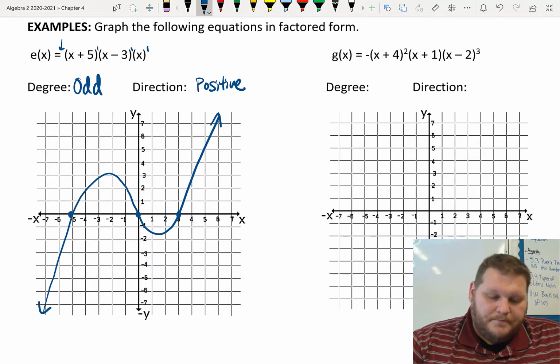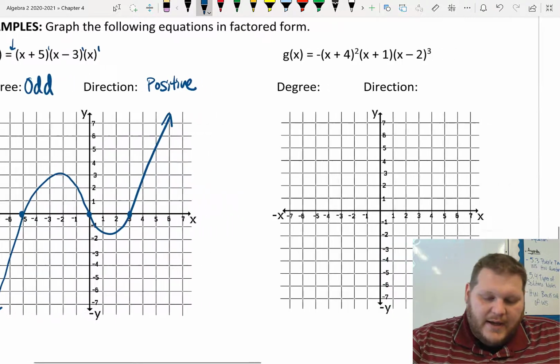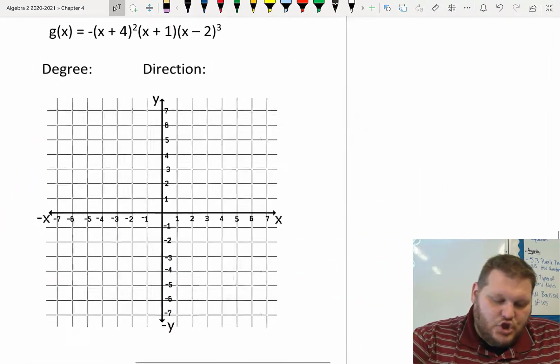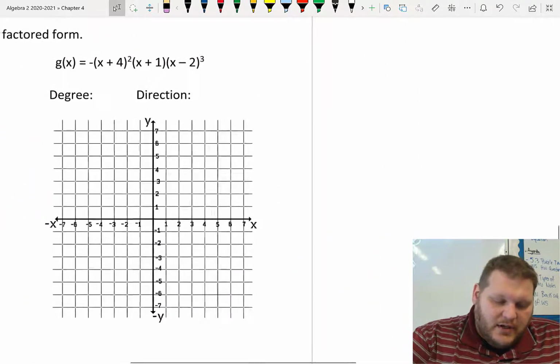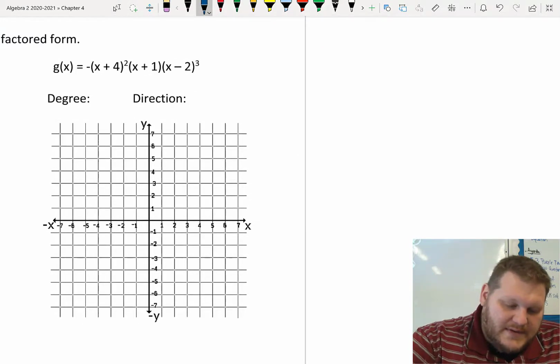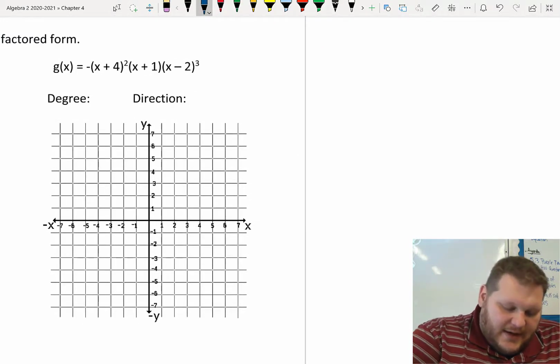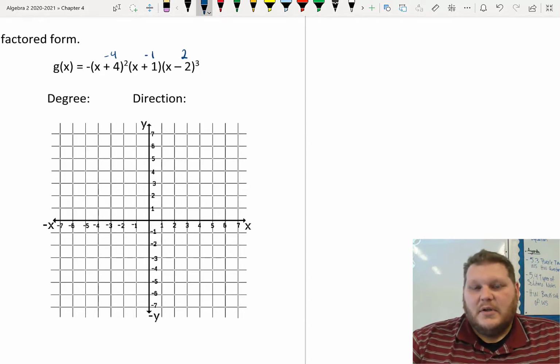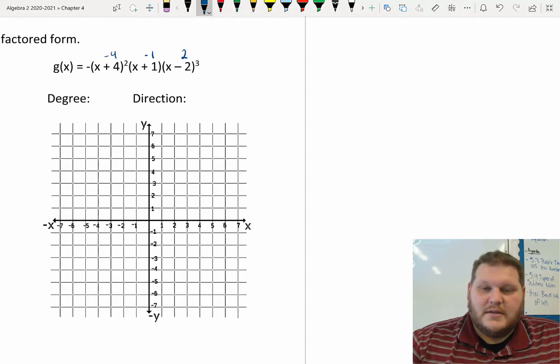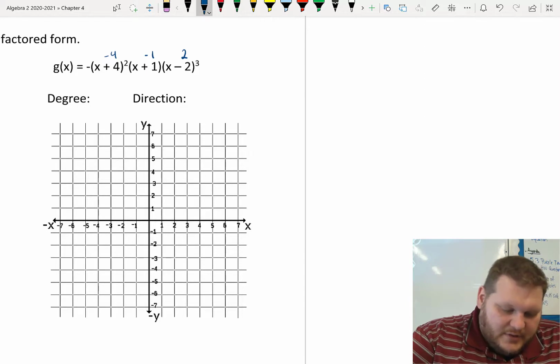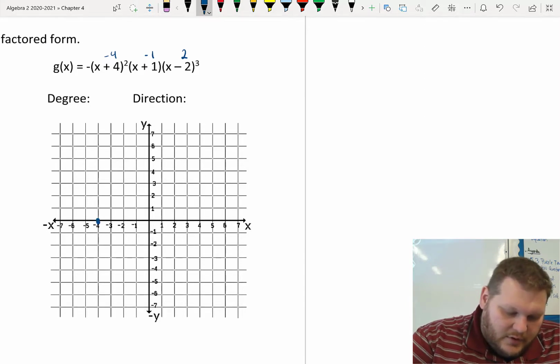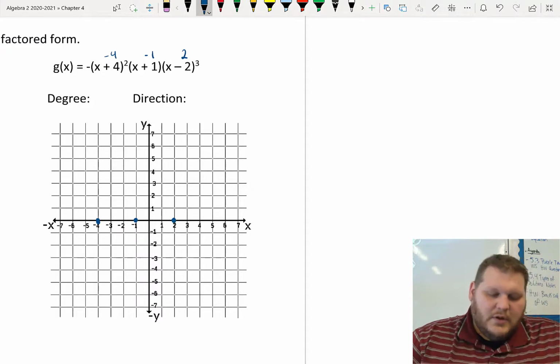So we're good. Taking a look over here at g of x. This one is going to require a little bit more work. We're still going to start with my zeros. I've got -4, -1, and +2 for my 3 zeros. Those are my 3 x-intercepts. That would be solving each of those parentheses for 0, or setting them equal to 0. So -4, -1, and +2 are my solutions.